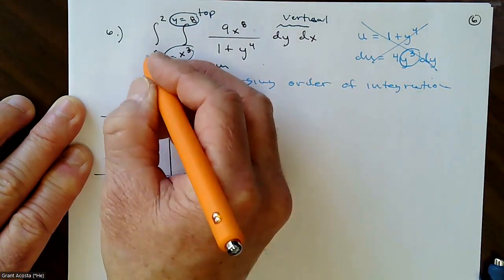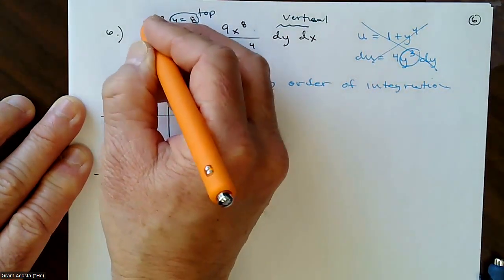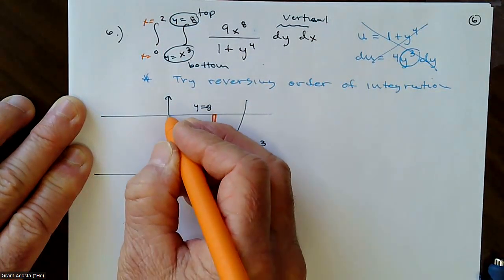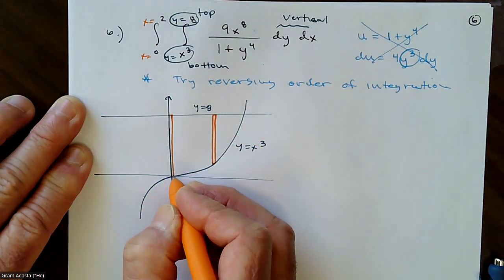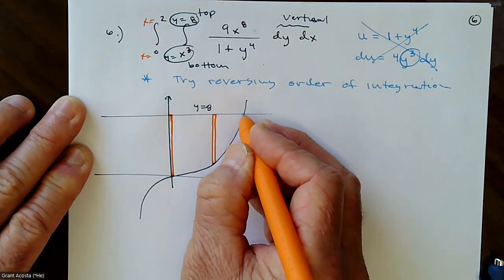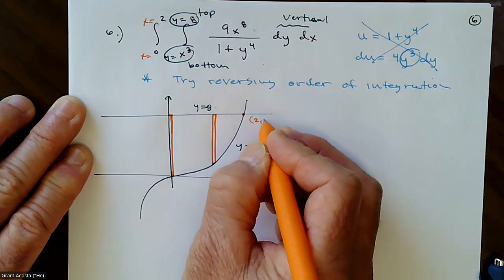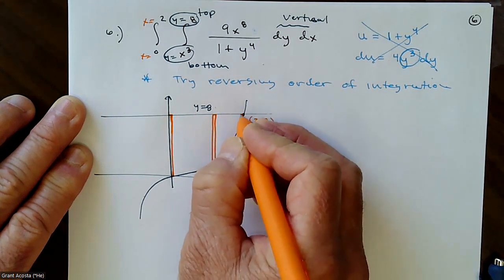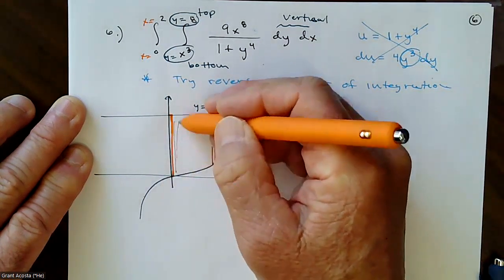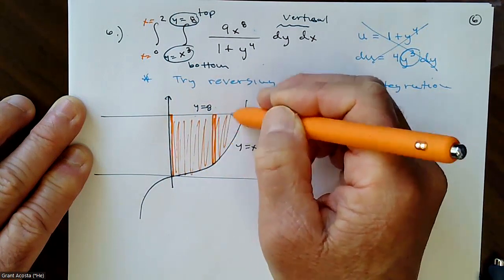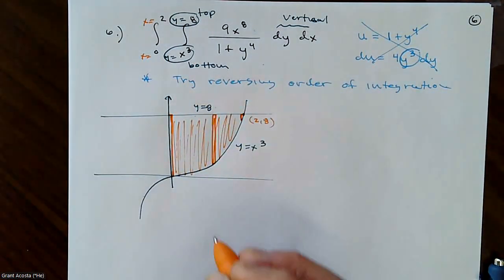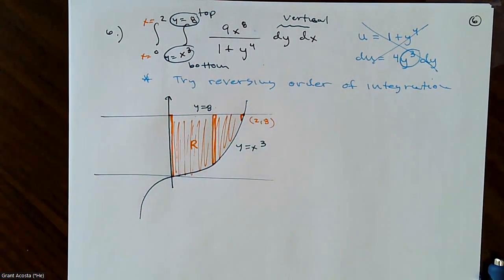Now let's check out my limits for x. This says I want to keep my x values between x equals 0, which is right along the y-axis here, and x equals 2, which just happens to be where these two graphs intersect, right? That's (2, 8). So my last rectangle is right here. So this is my region of integration. That's what we call R sometimes.